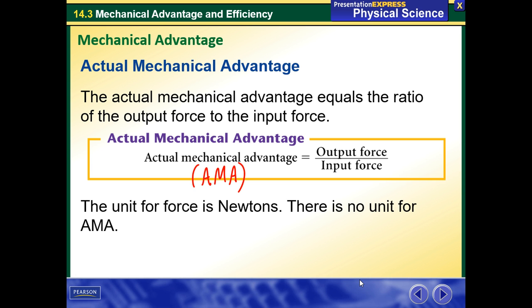So AMA equals the ratio of the output force to the input force. The equation is listed below, and in terms of our units, because those are important, force is usually given in newtons. So both our output and input will be in newtons since they are forces. And there's no unit for an AMA, because newtons divided by newtons cancels out. So you don't have a unit.